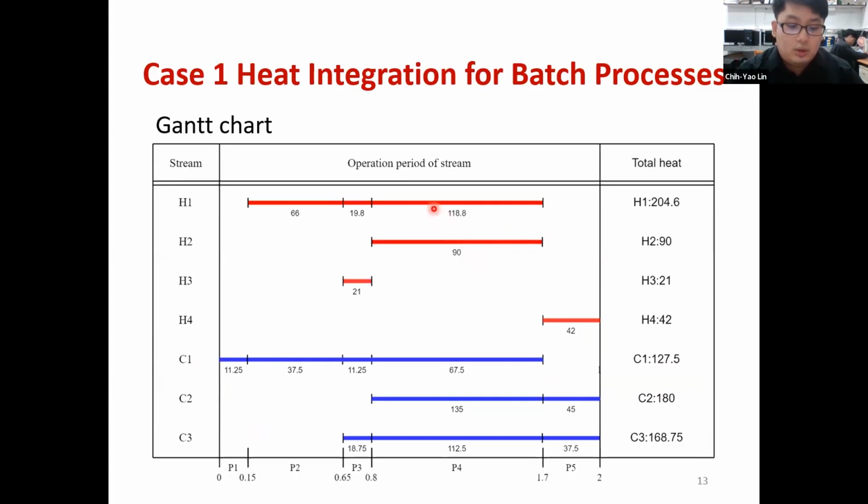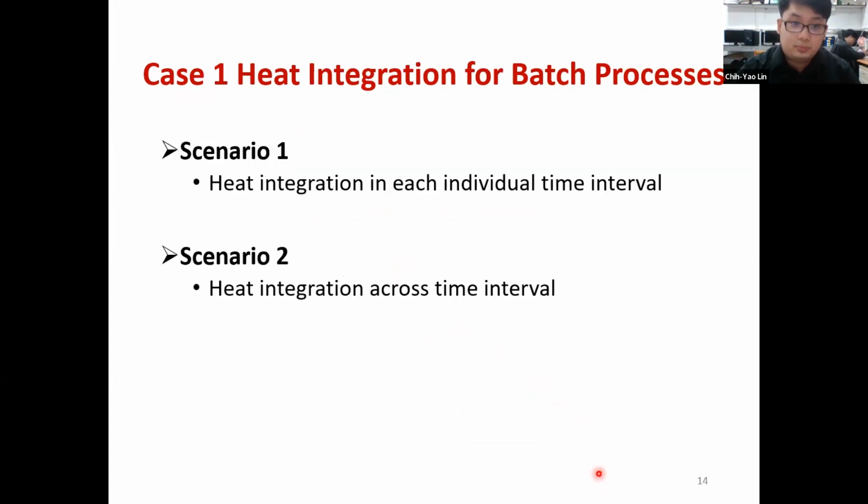This figure is the Case 1 process stream Gantt chart. From this figure we can find the operation time of hot and cold streams, and this case divides time into 5 periods. Case 1 considers 2 scenarios. Scenario 1, heat integration in each individual time interval. Scenario 2, heat integration across time intervals.